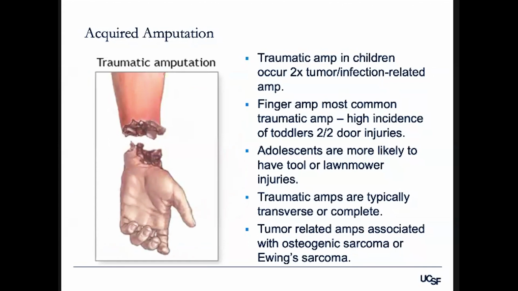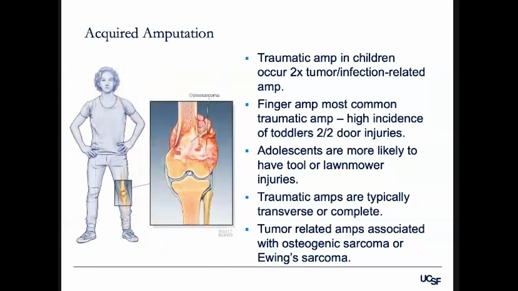Traumatic amputations typically result in a transverse or complete amputation of a limb, and may be complicated by severe soft tissue loss or trauma to other parts of the body as a result of the injury. And of amputations associated with tumors, those secondary to osteosarcoma or Ewing sarcoma actually occur with the highest incidence in the 12 to 21 age group.